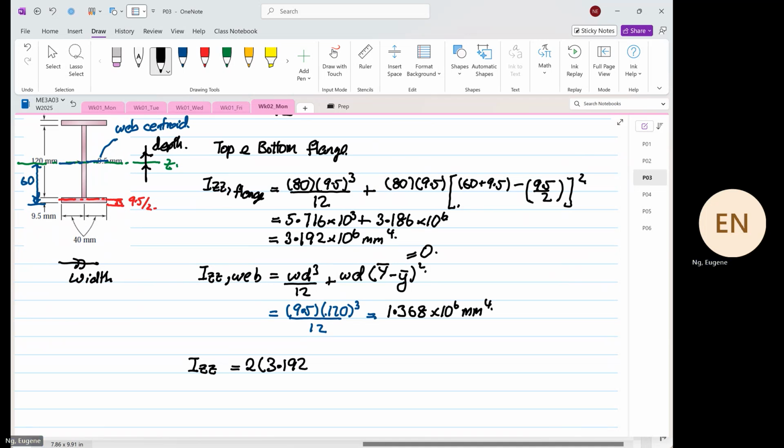So finally, we can compute IZZ will be equal to twice 3.192 times 10 to the power 6 plus 1.368 times 10 to the power 6. This will be equal to 3.192 times 10 to the power 6 times 2 plus 1.368 times 10 to the power 6. It's equal to 7.752 times 10 to the power 6 millimeter 4, or 7.752 times 10 to the power minus 6 meter 4.